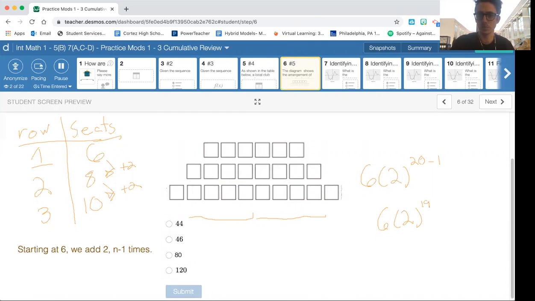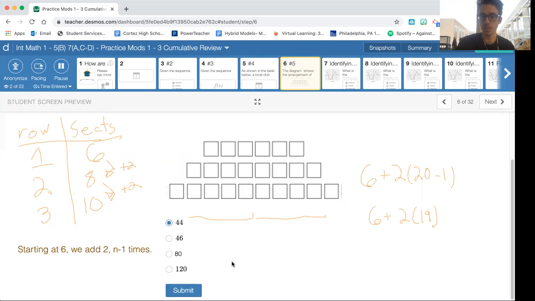Find it real quick. The slight blooper, actually, I did this wrong. I forgot to add 2. So adding 2, and then this would be 20 minus 1 times. So this is really 6 plus 2 times 19. Just be careful there. So that's going to get you 44. If you're not convinced, try it out. But 44 is what you need.